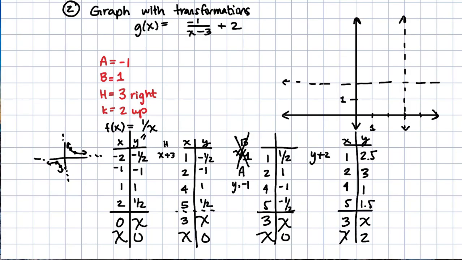At 1, we're at 2.5. At 2, we're at 3. And at 4, we are at 1. And at 5, we're at 1.5. Okay, so I can see, knowing the shape of the original, just directing you back to what that looks like, I can see where my branches are going to be, and I can fill in. I know that it approaches asymptotically to y equals 2 and x equals 3. There should not be intersections because there were no intersections with the parent.